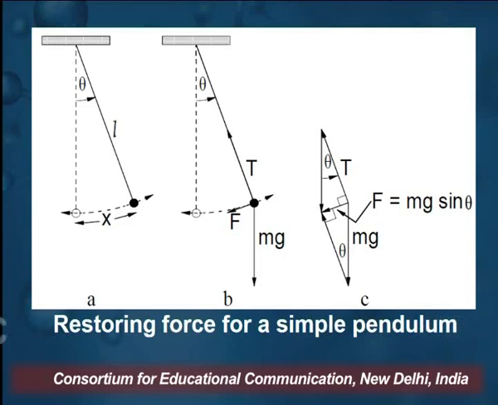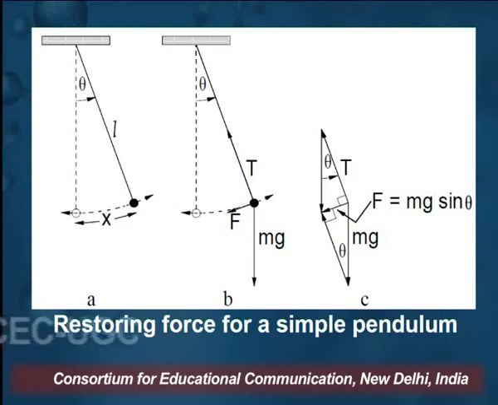Now you see here in the diagram, this is the restoring force which is acting upon a simple pendulum. On the left hand side diagram we have the pendulum which is rotating, and x is the displacement from its equilibrium position at an angle theta. In the middle diagram, T is the torque which is acting upon this bob. The force F we will define as mg.